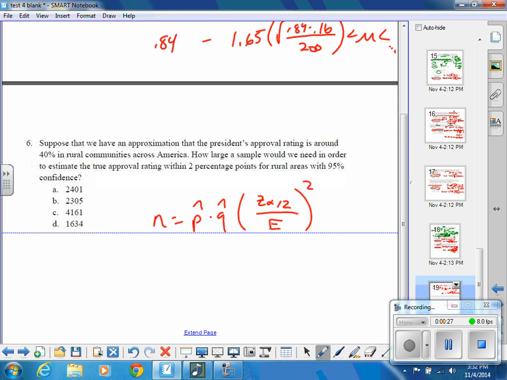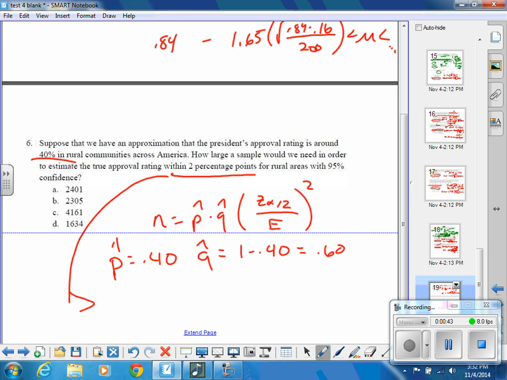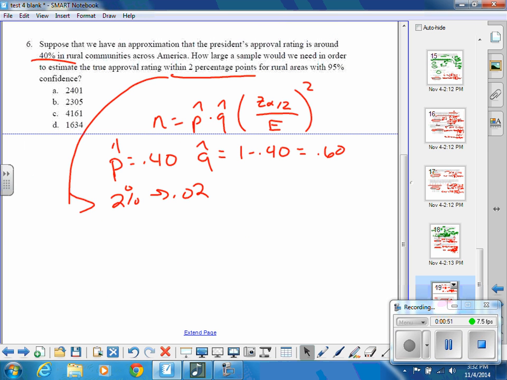So in this case, they say that the approval rating is 40%, so that's p hat is equal to 0.40, which would mean q hat is equal to 1 minus 0.40, which is 0.60, okay? And they say 2 percentage points. Please, in this case, 2%, make it a decimal. It is 0.02. Do not put the number 2 there. It will be so very wrong, okay?